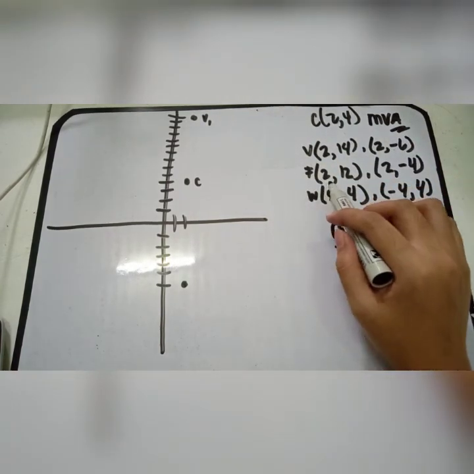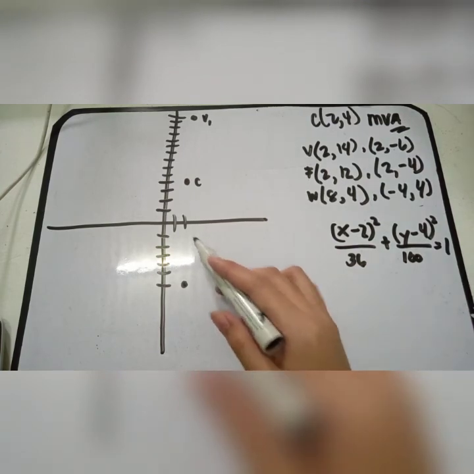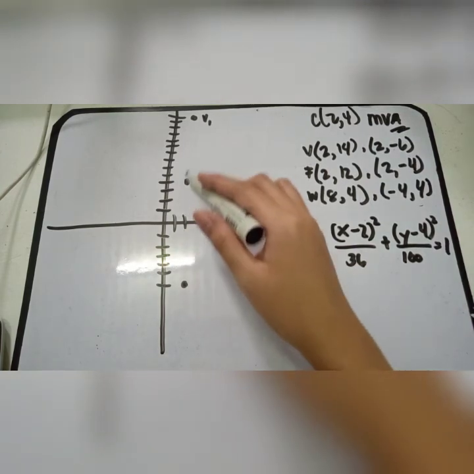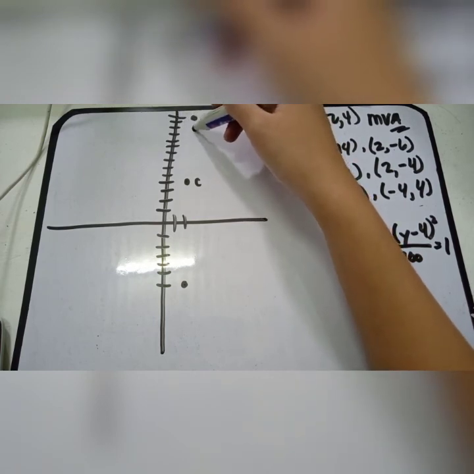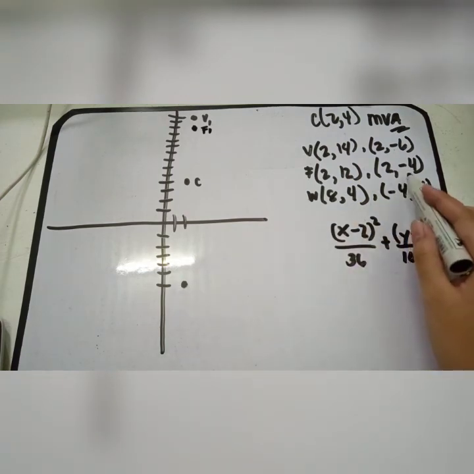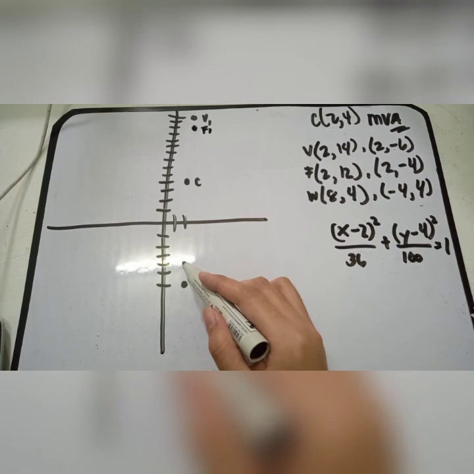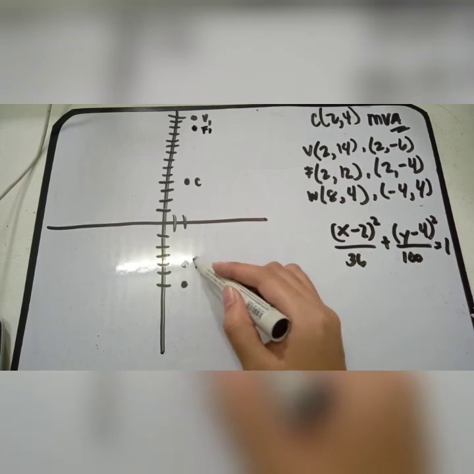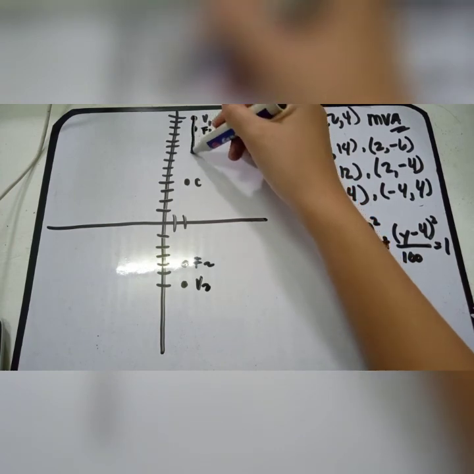Okay, next is your foci. So your foci are 2, 12, and 2, negative 4. So 2, 12 first. So 2 and then 12. So this is 14. So 13. It will be your focus 1. For focus 2, it's 2, negative 4. So this is negative 6. So 5. Here. So focus 2. Vertex 2. Connect natin.